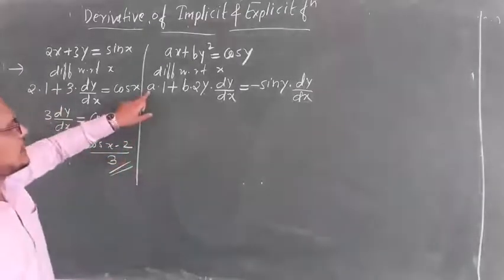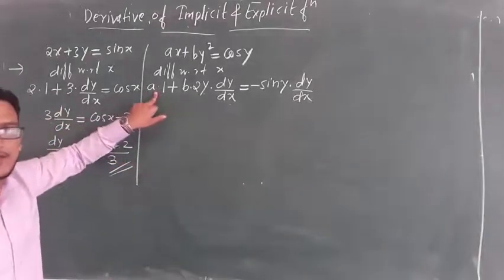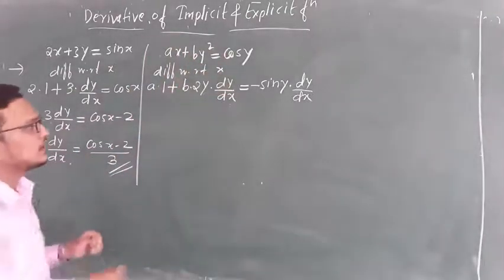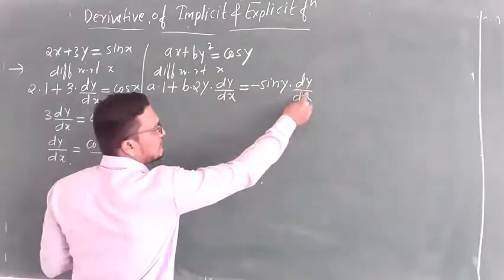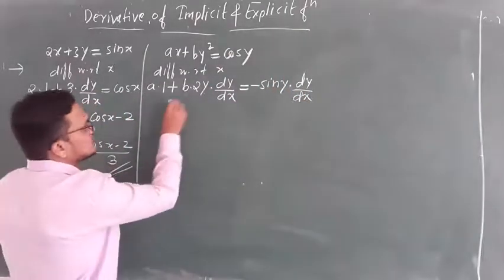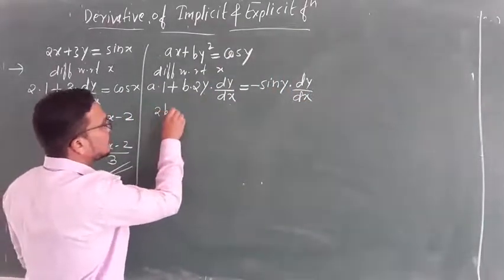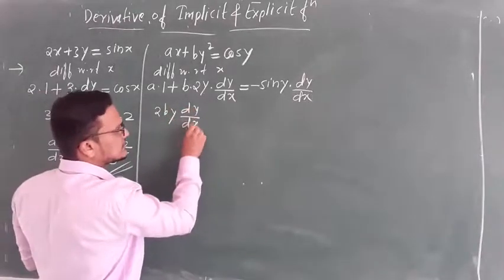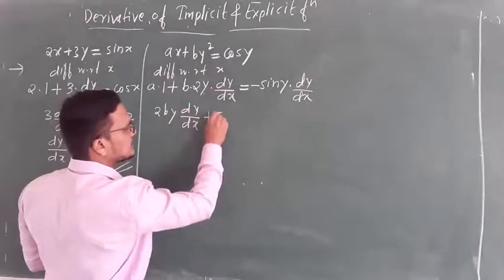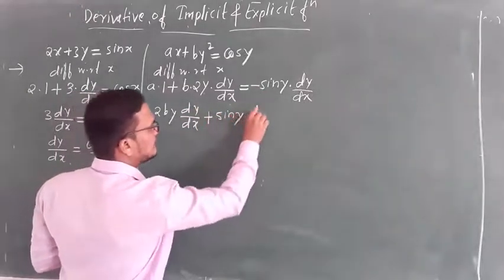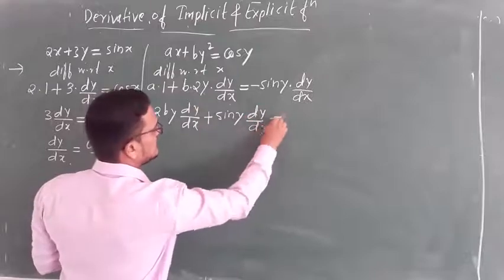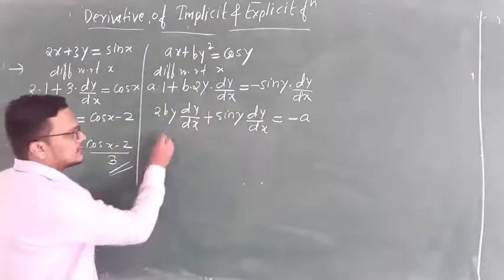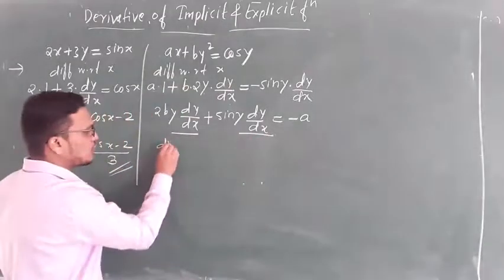Now here a into 1 is a, in this dy by dx is not there, so this term you transfer to the other side, it becomes minus a, whereas this minus sign of dy by dx you transfer here, it becomes plus. So this is 2by dy by dx, minus will become plus sin y dy by dx, which is equals to plus a transferred here, minus a.